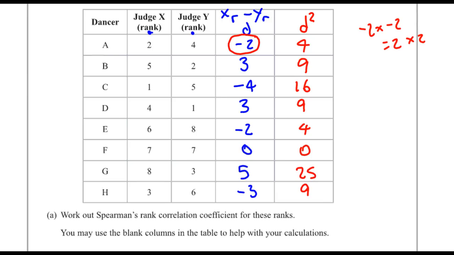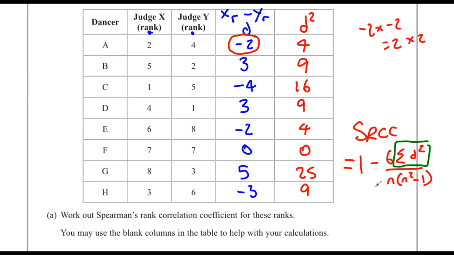Now we go and we think about our formula page, which tells you that the Spearman rank correlation coefficient is equal to 1 minus 6 times the sum of d squared over n times n squared minus 1. You might learn it after you've done it for a while. I know I have, without even meaning to really. Now the sum of d squared just means that you add up this column.